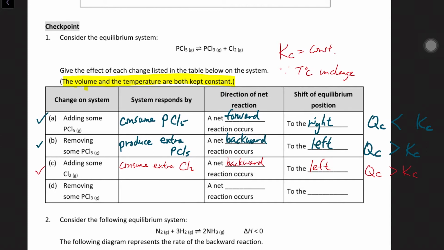Finally, how about we remove some PCl3? PCl3 is also a product, okay? So the result will be the same. Okay, so it will produce extra PCl3 because according to Le Chatelier's principle, the system tries to minimize the external change.